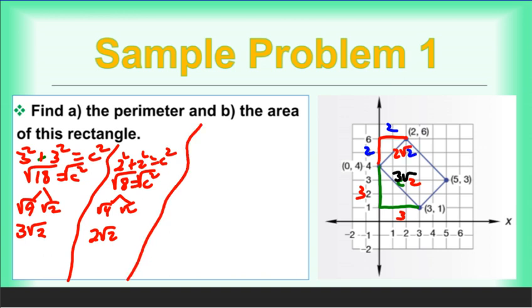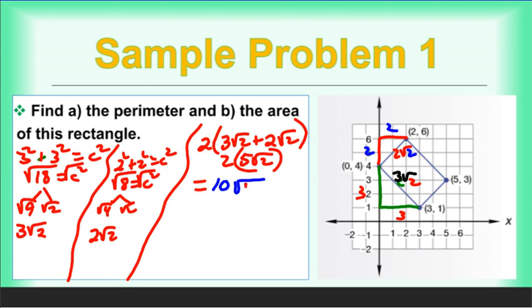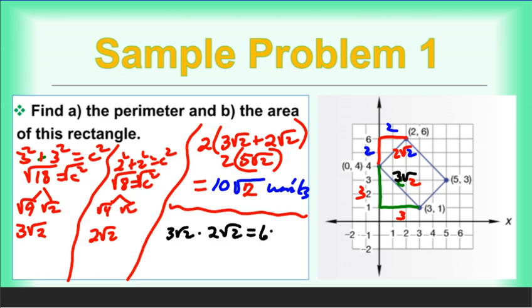So to find the perimeter, I have two groups of 3 square root of 2 plus 2 square root of 2. 3 plus 2 is 5 square root of 2 times 2, this will give us a total of 10 square root of 2 units. And then the area, I would just take my 3 square root of 2 times my 2 square root of 2. This will give us 6 square root of 4, which is 2. 6 times 2 gives us 12 square units.